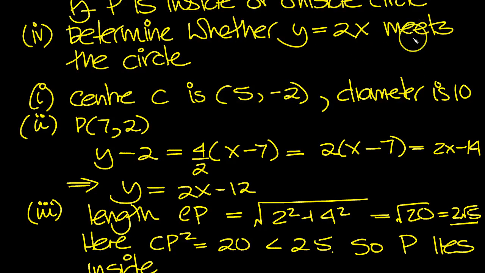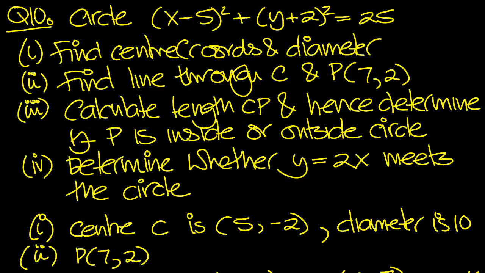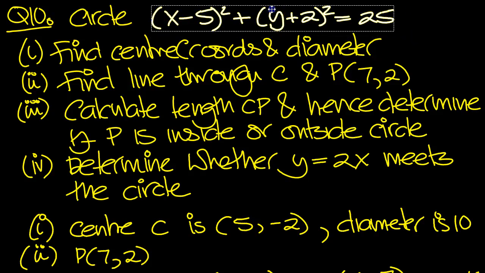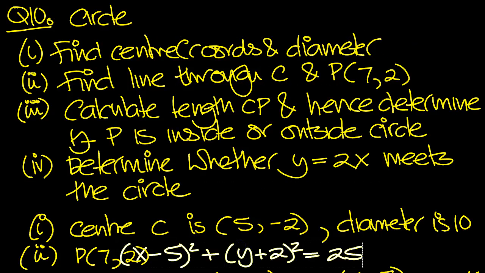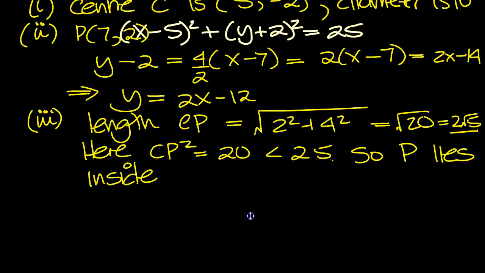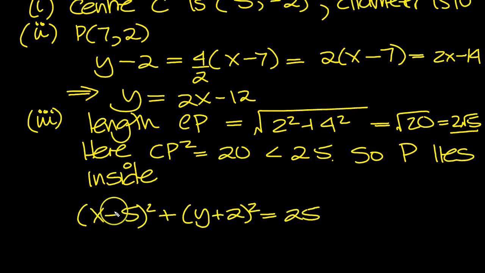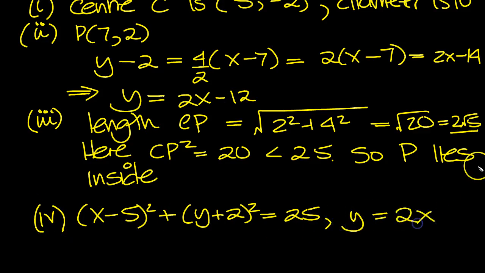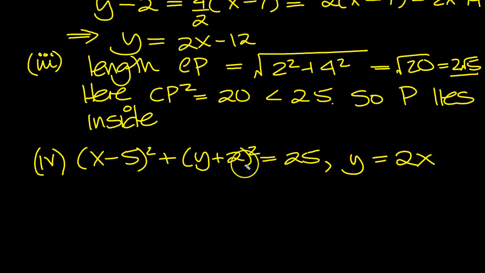Determine whether y = 2x meets the circle. So here's our circle then. Let's just grab it. I'll just move that down now because I'm going to use this circle and substitute in the line y = 2x. So let's work with this then. Part 4. And we've got y = 2x. Now if it meets the circle, when we substitute this in, we'll get a quadratic in x which will only have one solution. If it had no solutions, then the line wouldn't touch the circle. If it had two solutions, it would cut the circle. If we have equal roots, in other words one root, then it will touch the circle or meet it.